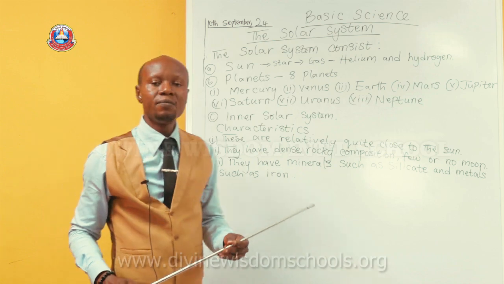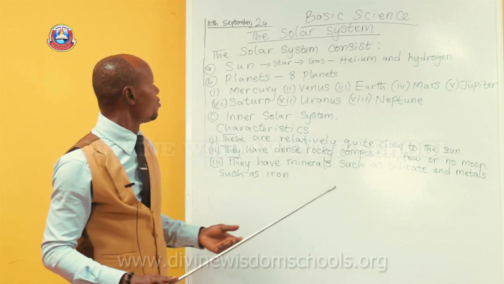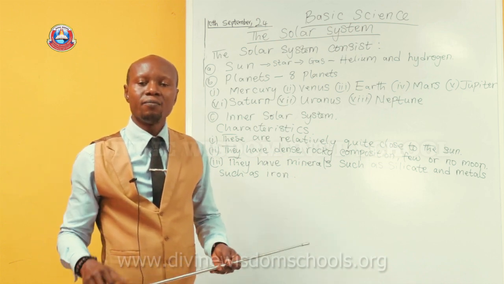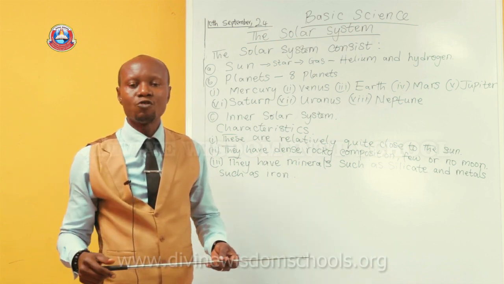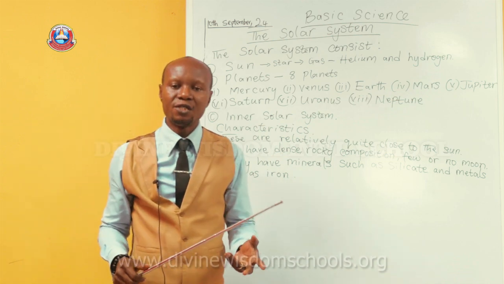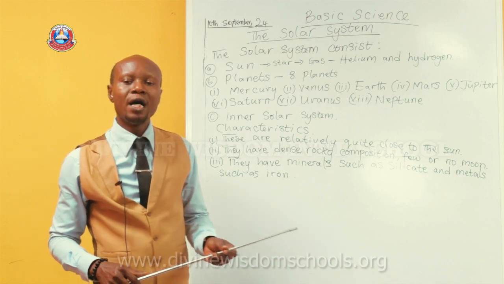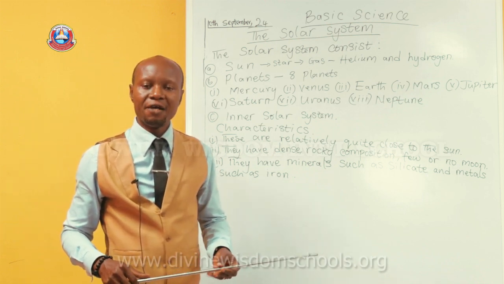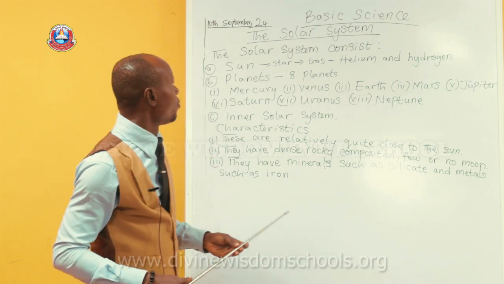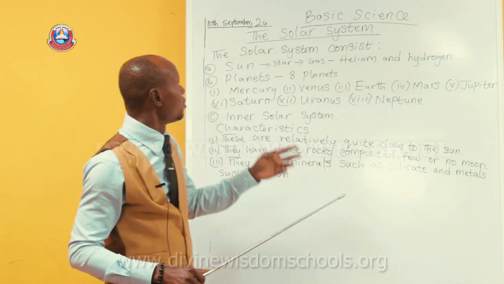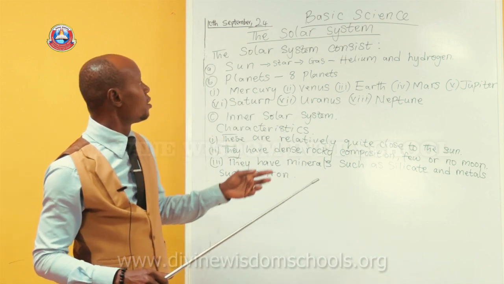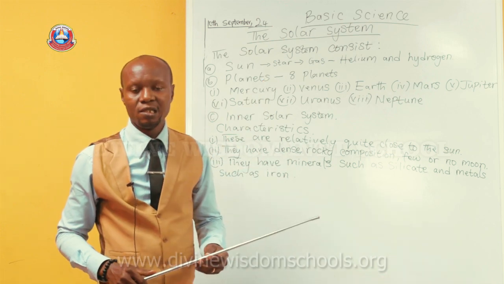The solar system is made up of the sun and other bodies or objects that orbit around it. And these objects are in two categories. We have the ones that orbit around it directly and the others indirectly. The ones that orbit around the sun directly are called the planets.